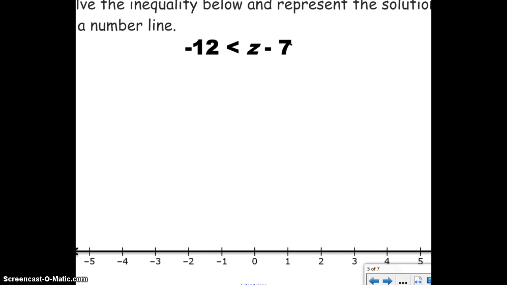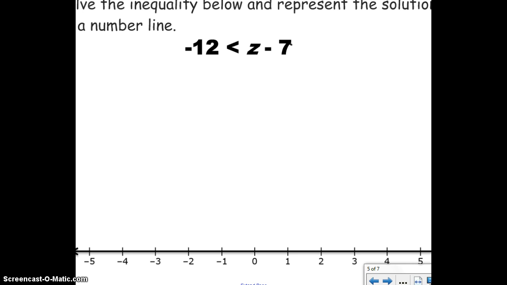Negative 12 is less than z minus 7. I notice here that with my inequality, I have the variable on the right. Even though the variable is on the right, it does not change the way I solve my problem. I am still looking for a number, minus 7, to be greater than negative 12.